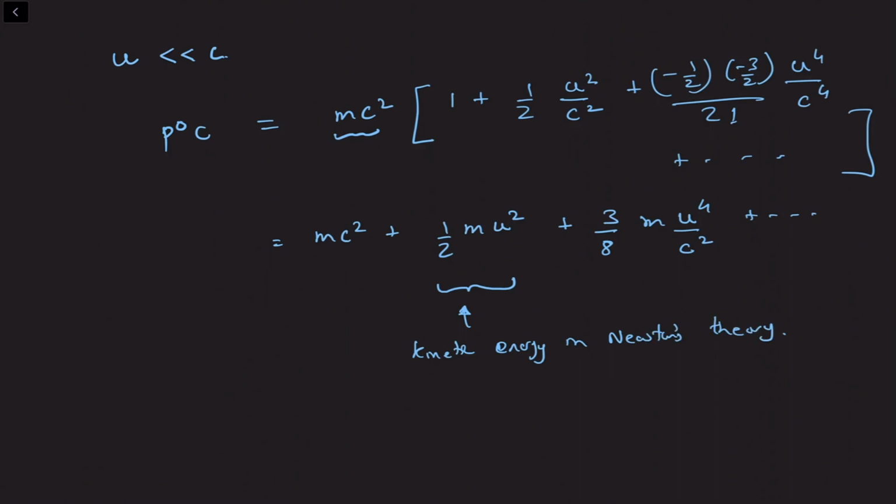And in the absence of external forces, or in the absence of a potential energy, the kinetic energy is the total energy of a particle. So a natural guess for what this quantity P0c is, is that this might be the right expression for what we should call the energy of the system.